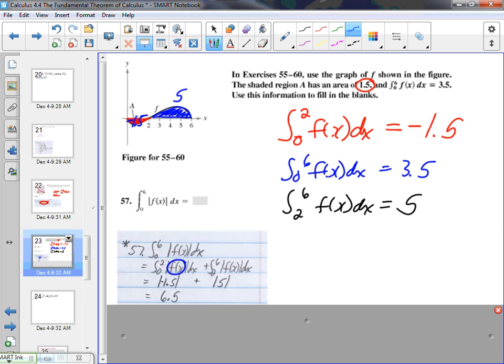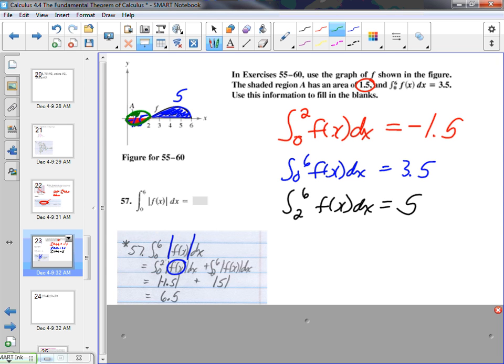So in other words, when they tell us the absolute value of f of x is what we're finding the integral of, the part of the graph where f of x is positive, leave it alone. But the part of the graph where f of x is negative, when you put absolute value signs around an expression that's negative, what's it do? Changes the sign.